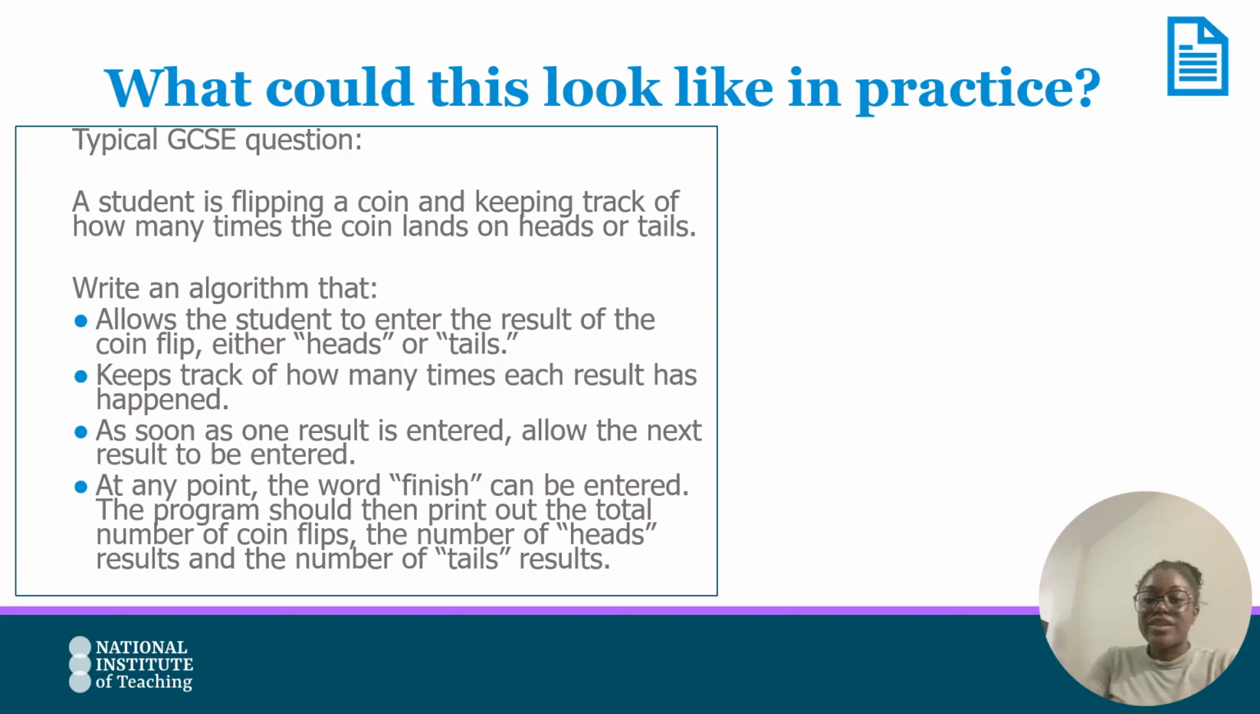Okay, so if we look at that in the form of a question, we've got this typical GCSE question here on the left. This is quite common, often of what we'd expect from a 6th marker. So a student is flipping a coin and keeping track of how many times the coin lands on heads or tails. It says write an algorithm that, and we've got a list of different things that need to be included in that algorithm.